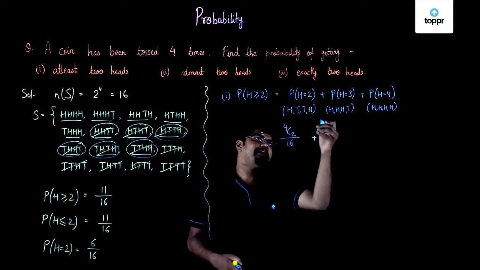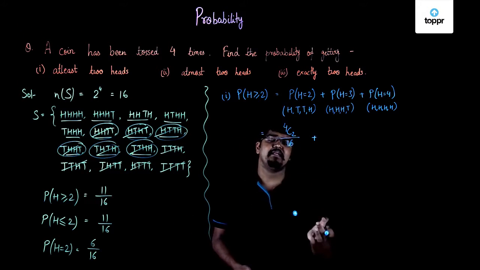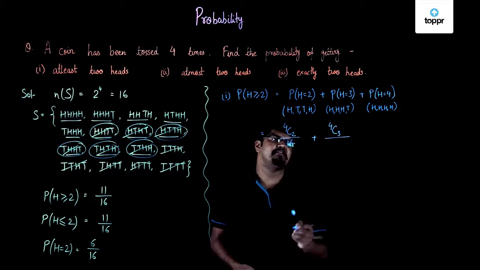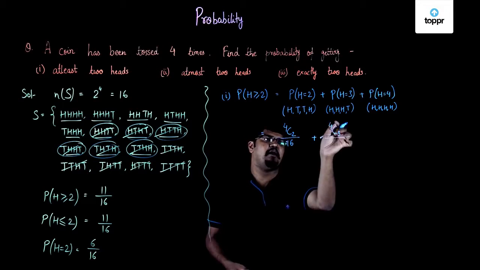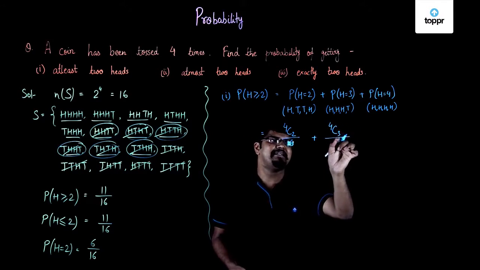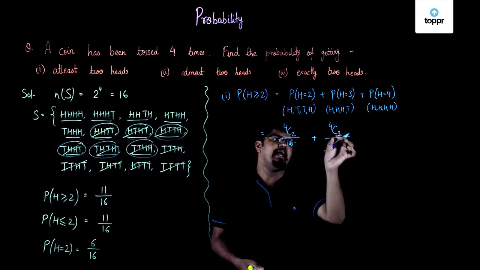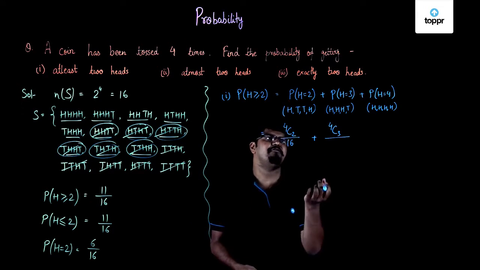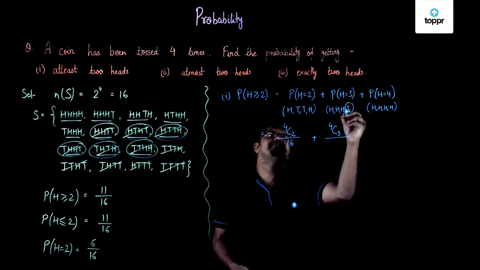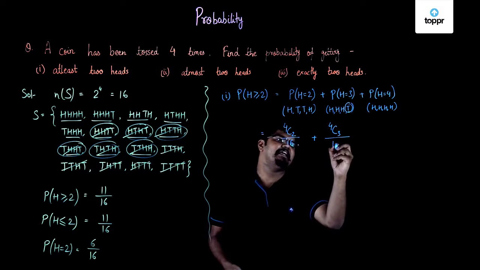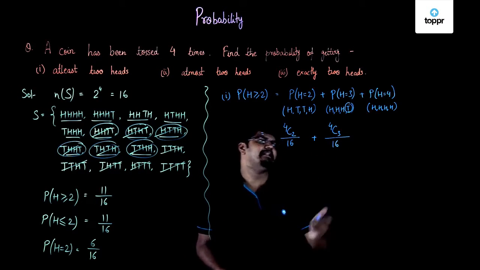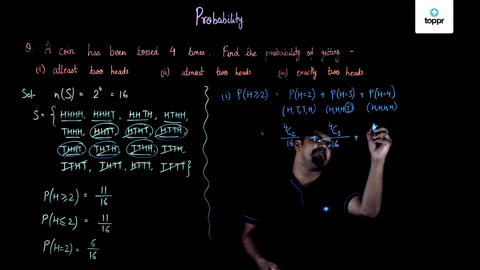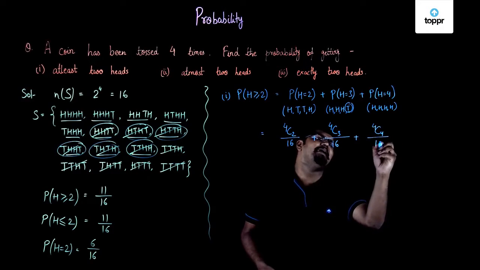In the same way, if I consider head is equal to 3, then out of the 4 tosses, I want 3 tosses to be heads. So 4C3 means that out of the 4 tosses, I have selected any 3 tosses, and I have put heads on them. Whatever slot is unfilled yet will be occupied by the tail. And this again will be divided by 16, which is the number of sample points associated with the random experiment. Here in the same way, it will become 4 by 16.